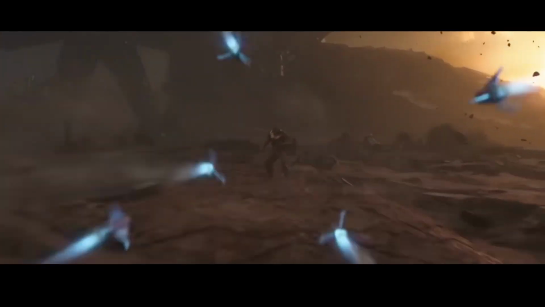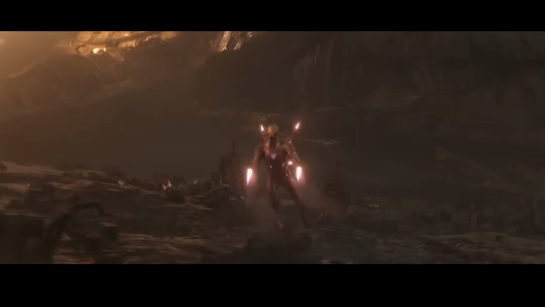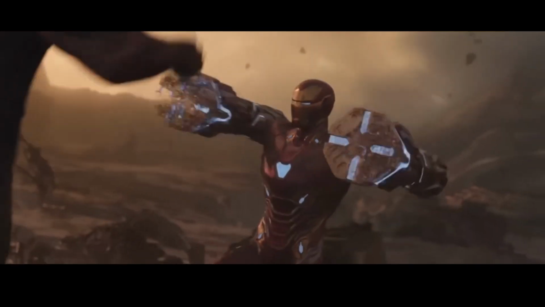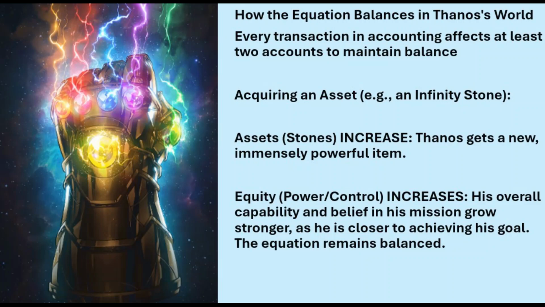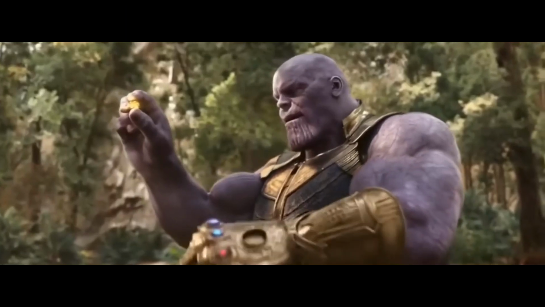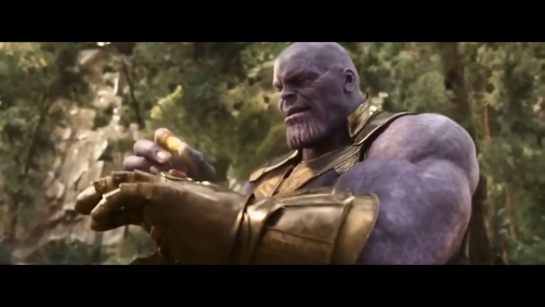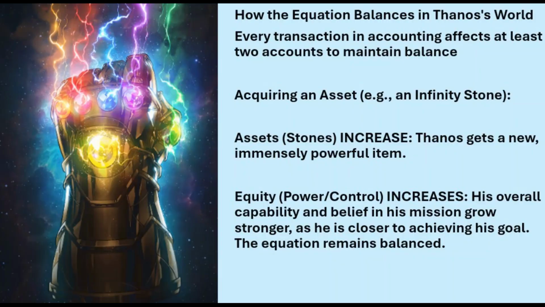Now, how does the equation balance in his world? Of course, in accounting, every transaction affects at least 2 accounts to maintain balance. Debit cash, you would credit inventory, things of that nature. For every action, there's a reaction within accounting. So, as far as acquiring an asset, such as his Infinity Stone. When the stones increase, he got a new immensely powerful item and a new power. And the equity increased. His overall capability and belief in his mission grows stronger. So acquiring the assets, his assets increase as well as the equity.